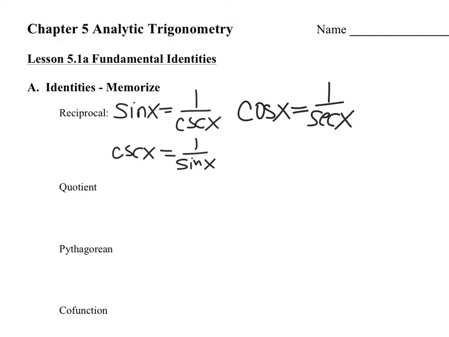And by the way, people are very tempted to just write cosine equals 1 over secant. You need that x. You need cosine of what? It's cosine of x is equal to 1 over secant of x. Like, what if x was different and y was different?